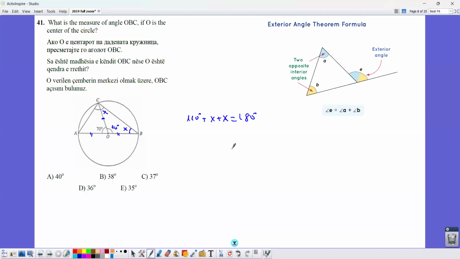Interior angle, sum of the interior angles of a triangle. So from here 110 plus 2x is equal to 180. So 2x is equal to 70. X is equal to 70 over 2, 35. If you remember this formula, directly you will come to this part. You will say that x plus x is equal to 70 because this 70 is an exterior angle of triangle OBC. So x plus x will give you 70, then you will find. Even if you don't remember this one, with the sum of the interior angles of a triangle, you can solve this question.